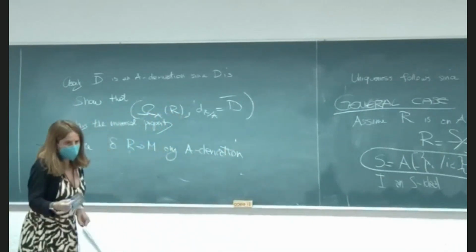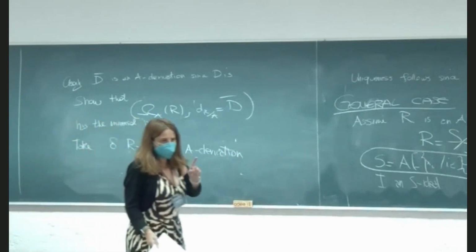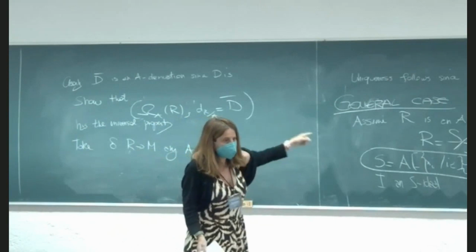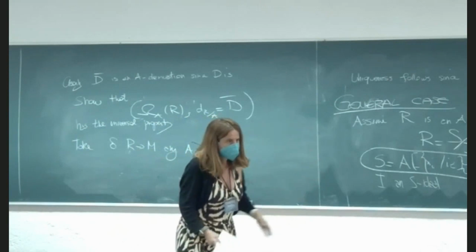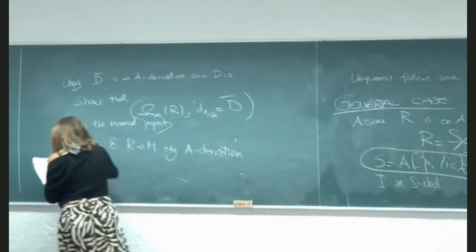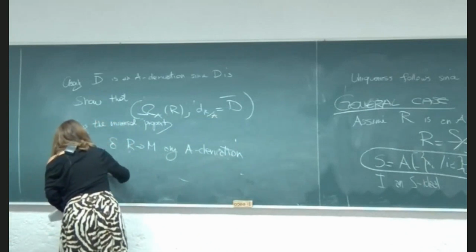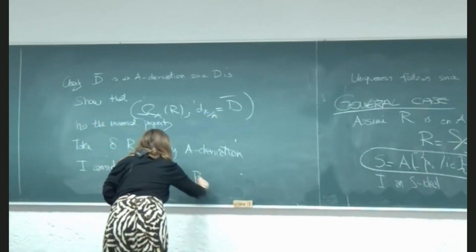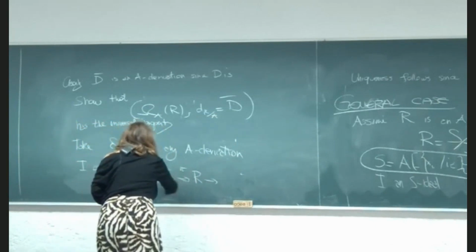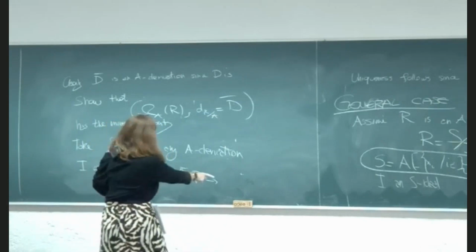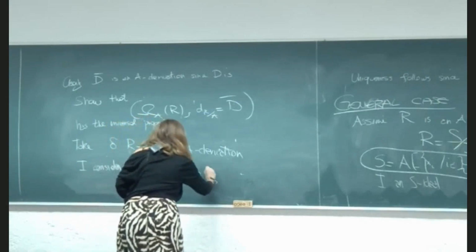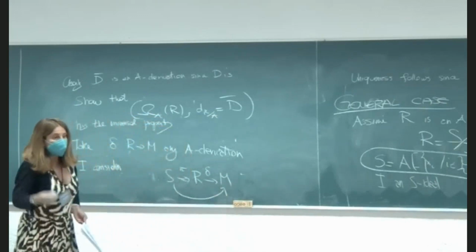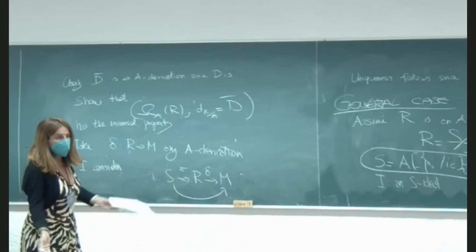What do we know? Now I'm going to use that crucial remark I told you. I want to have an S derivation, because for S I know that everything works. So I consider the following. I go from S to R, and this is pi. And then I follow pi with delta. The composition is an A derivation of S.